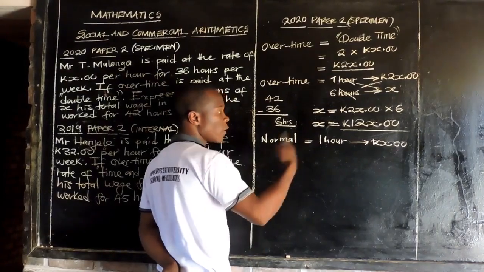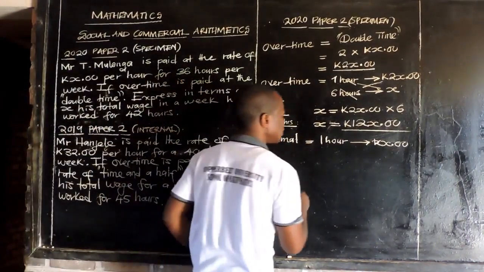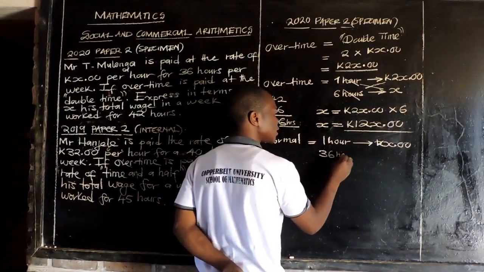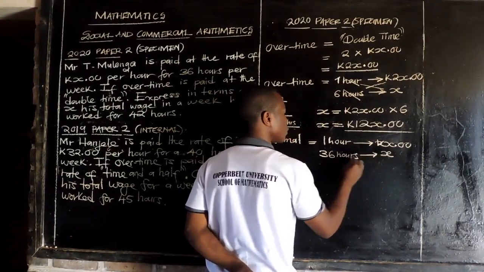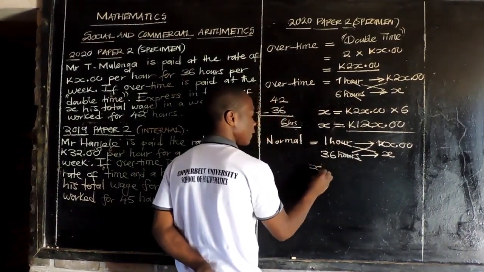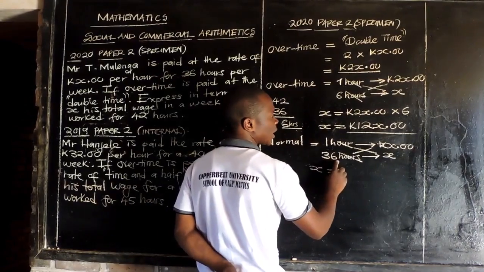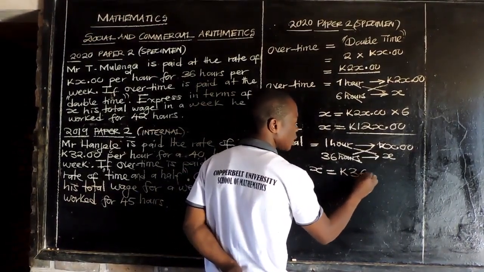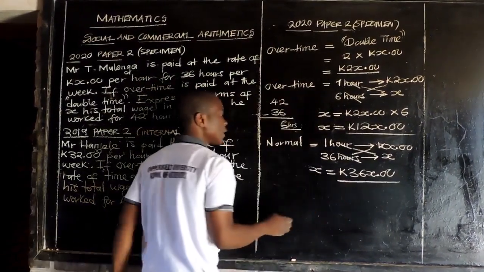Okay, so normal, how many hours per week? 36. Is it 36? Yes. So 36 hours is equal to what, guys? Is equal to x. So we can cross multiply. 1 times x, we get x is equal to 36 times x quarter, you get 36 x quarter. Okay? So this is normal.